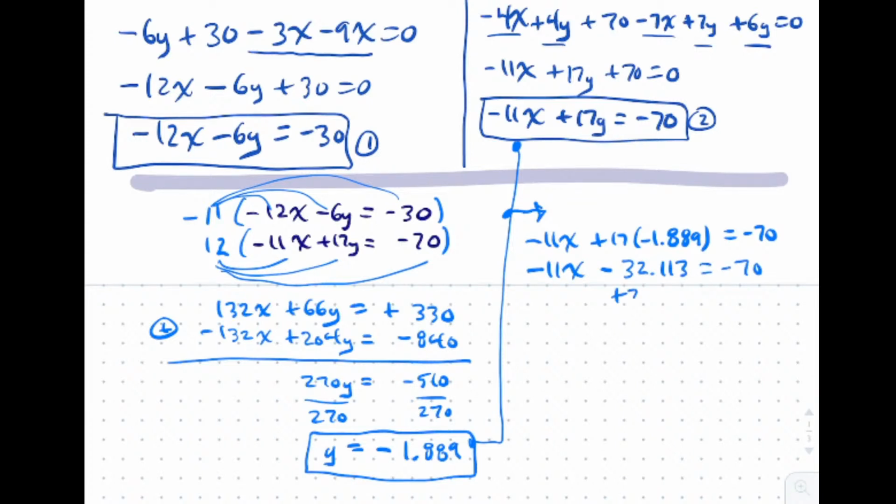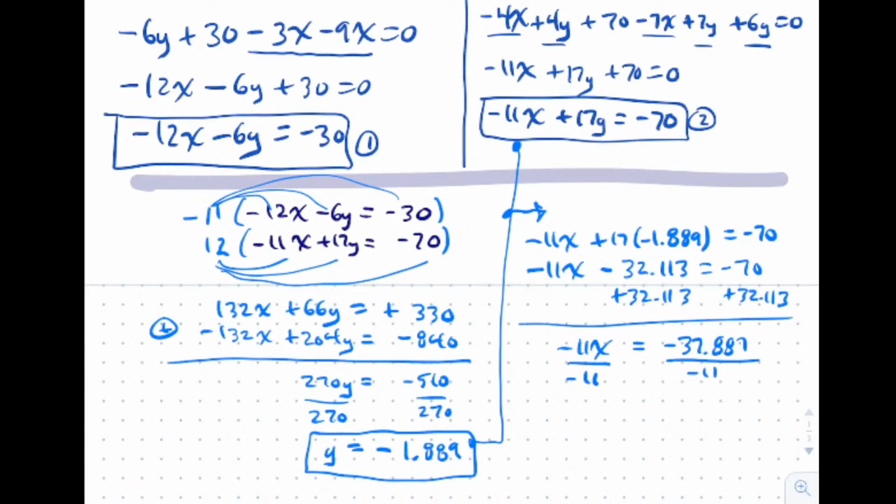Okay, so I have to add the 32.113 to both sides. So I got a negative 11x over here, and let's see. I got a negative 37.887 over here. Finally, to get x by itself, I need to cancel that negative 11 off of it. Negative by negative is positive. 37.887 divided by 11, it comes out to be positive 3.444. Hey, I got 2 positive answers. Oh, no, I didn't. Y is negative. I'm sorry. So y being negative just means that wherever I drew my y current, I drew it backwards.